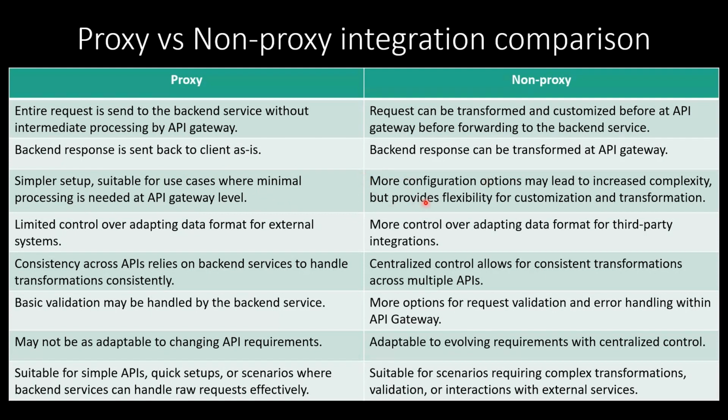Whereas in non-proxy, more configuration options may lead to increased complexity but provide flexibility for customization and transformations at the API gateway level. Then in proxy, we have limited control over adapting data format for external systems, whereas in non-proxy we have more control over adapting data format for third-party integrations. In proxy, we have consistency across APIs, which relies on the backend service to handle transformations consistently. Whereas in non-proxy, we have centralized control, which allows for consistent transformations across multiple APIs.